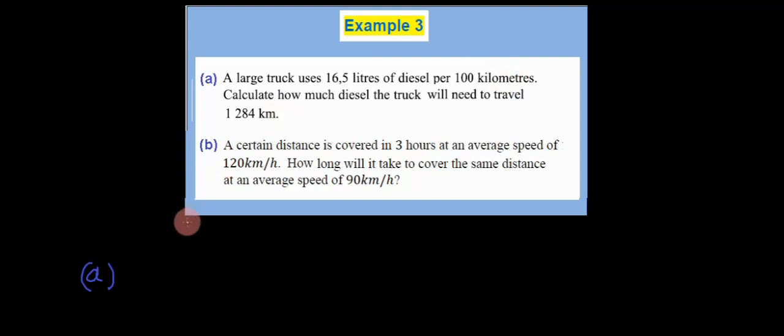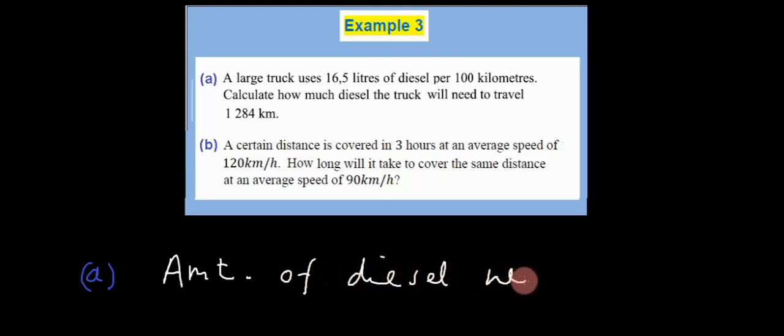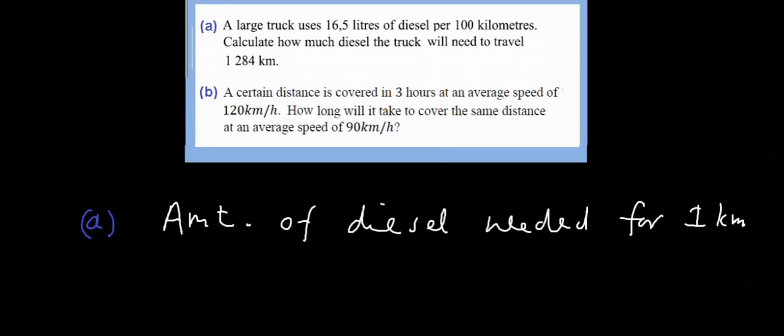So let's do that. So amount of diesel needed for 1 kilometer. Now, we know that we need 16.5 liters for 100 kilometers. So to get the amount of diesel needed for 1 kilometer or per kilometer, we simply take 16.5 liters divided by 100 kilometers.